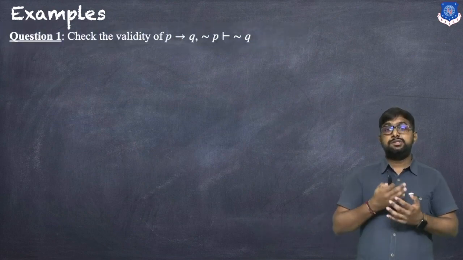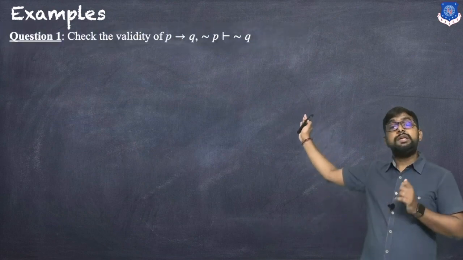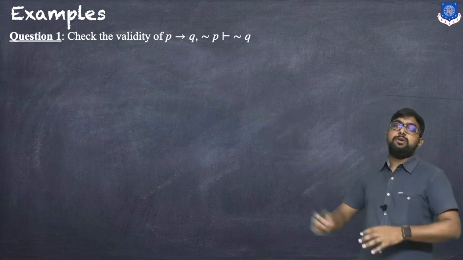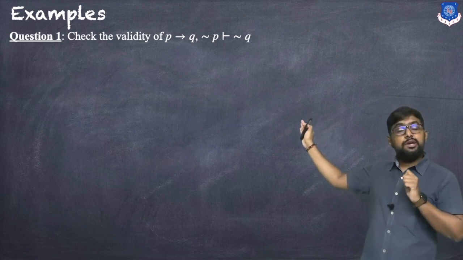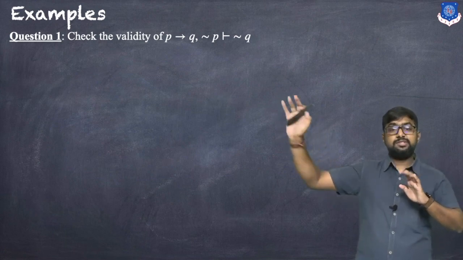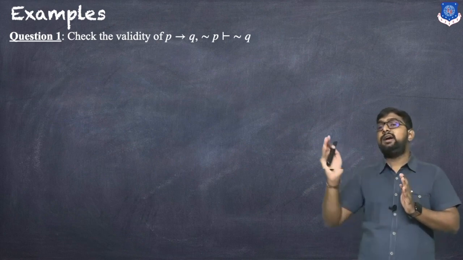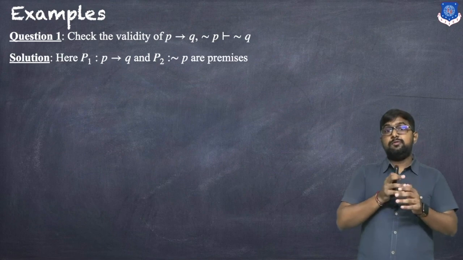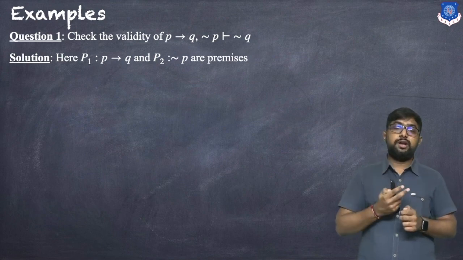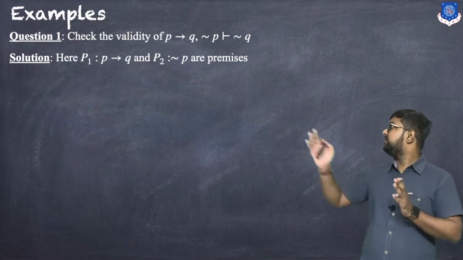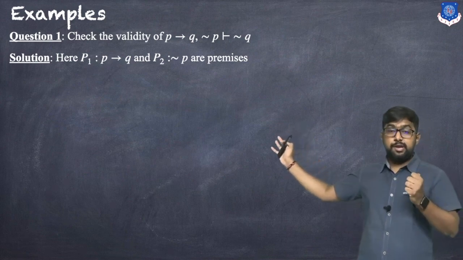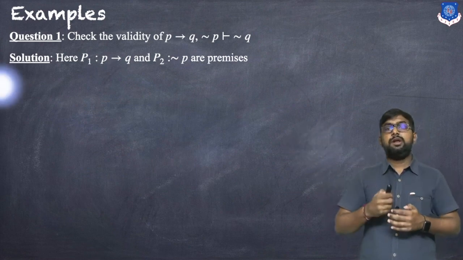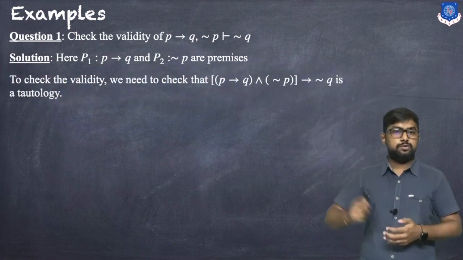The question is, check the validity of P implies Q, comma, not P, that symbol, and not Q. Before this rotated T symbol, whatever the statements are, they are premises, and after that, not Q is the conclusion part. Here, how many premises are there? There are two premises: P1 equals P implies Q, and the second premise P2 is not P. They both are premises, and the conclusion part is not Q.